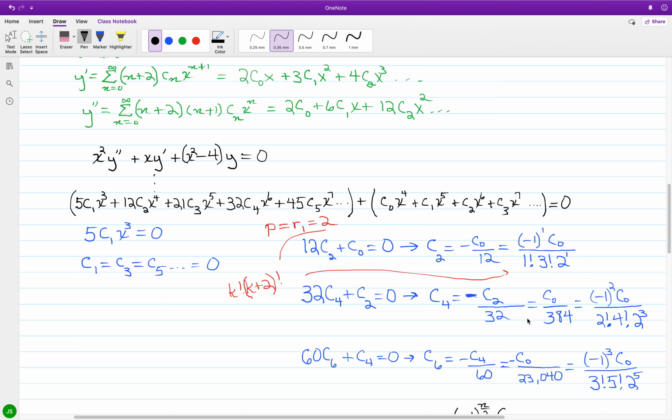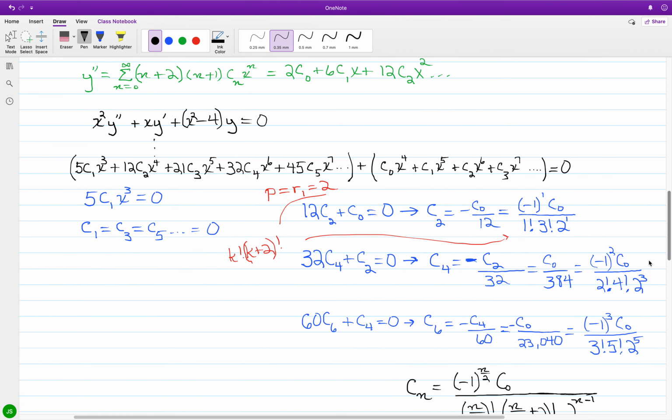Now for c of 4, I have c naught over 384. And in the pattern, we have negative 1 squared c naught. This time we have 2 factorial times 4 factorial, and we have times 2 raised to the third. And for c of 6, this is going to translate out to negative 1 cubed c naught all over 3 factorial, 5 factorial times 2 to the fifth.